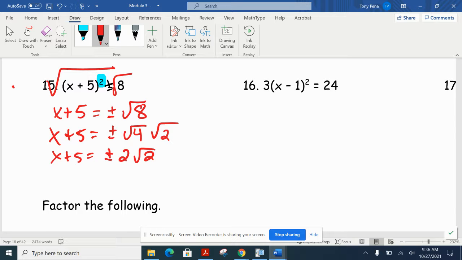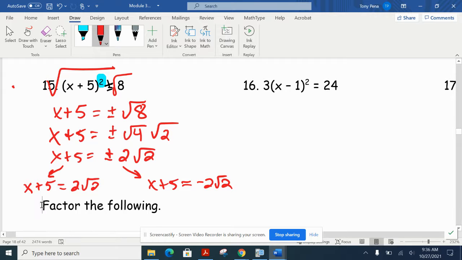And then at this point, now we finish our solving of this. This is really 2 different equations. So what I've been doing, and I would still recommend this right now, is we've been writing 2 different equations from this step. One of them is x plus 5 equals the positive 2 root 2. So that's the positive one. And then we set up another equation where we take this x plus 5 and we set it equal to the negative 2 root 2. All right?